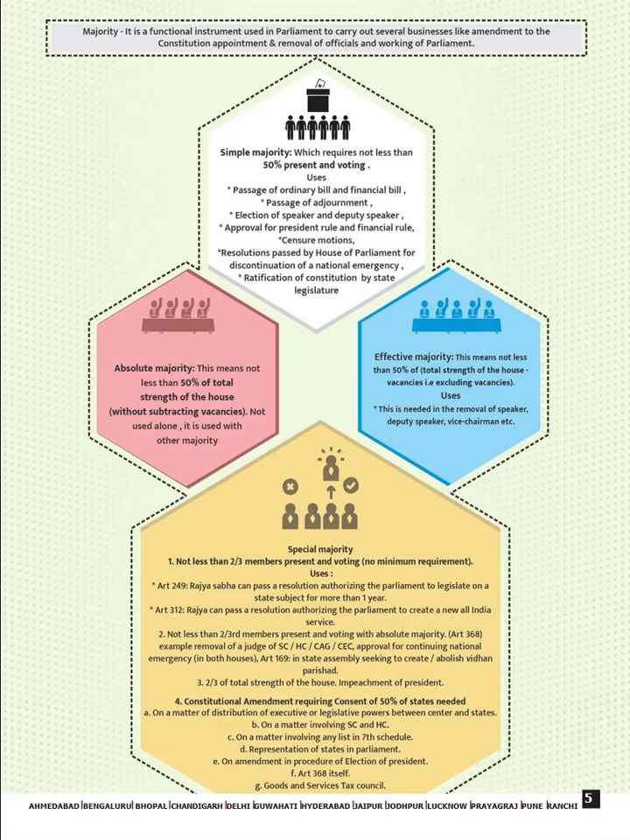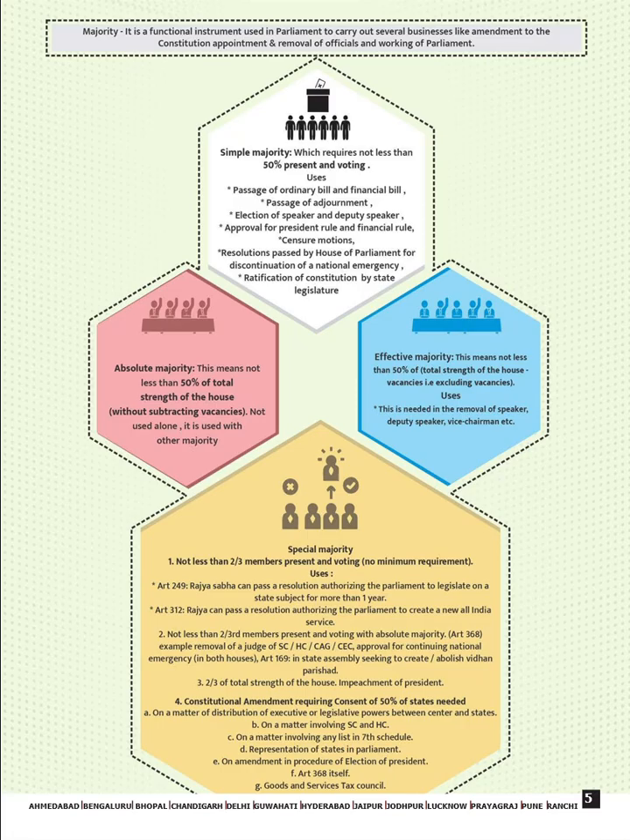Examples are the removal of a judge of the Supreme Court or High Court, the Comptroller and Auditor General and the CEC, the Chief Election Commissioner; approval for constituting a national emergency in both Houses; and under Article 169, in a state assembly seeking to create or abolish the Vidhan Parishad. The third point is two-thirds of the total strength of the House, for impeachment of the President. And the fourth point is constitutional amendment requiring consent of 50% of states.